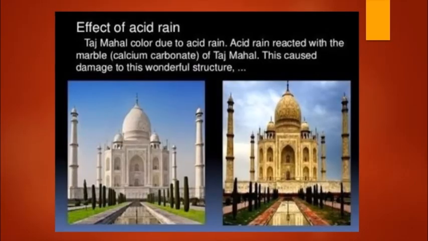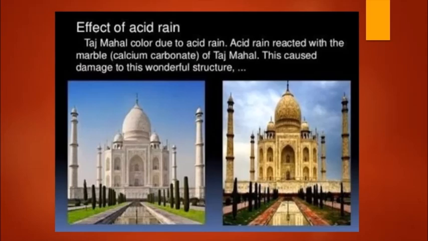A very simple example of acid rain: the effect of acid rain was seen on the Taj Mahal. We all know that the Taj Mahal is made up of marble, that is calcium carbonate. When calcium carbonate reacts with acid, it changes its color, and this was easily seen as the Taj Mahal changed its color from white to pale yellow. This was because of acid rain. Nearby there was an industry through which oxides were released, and when those oxides combined with the rain and fell in the form of acid rain, it reacted with the calcium carbonate of the Taj Mahal, changing its color and damaging it.